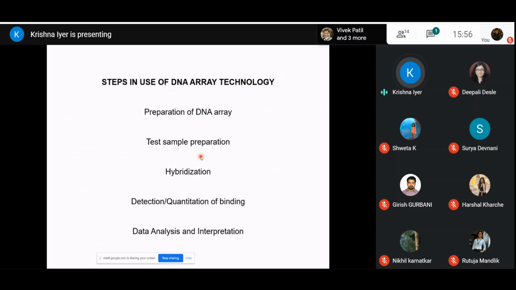And then once you have the two things ready, the array and the samples ready, then you actually do the hybridization. And after you allow the hybridization to occur, you detect and find out how much it has occurred and where all it has occurred, so that you get an idea of the nature and the concentration of the target, and then you quantitate that. And once you do that, then you look at the data and do the data analysis and the interpretation of what you are seeing. Okay. So we'll look at this in a very systematic but quick manner. Okay. How do we prepare a DNA array?